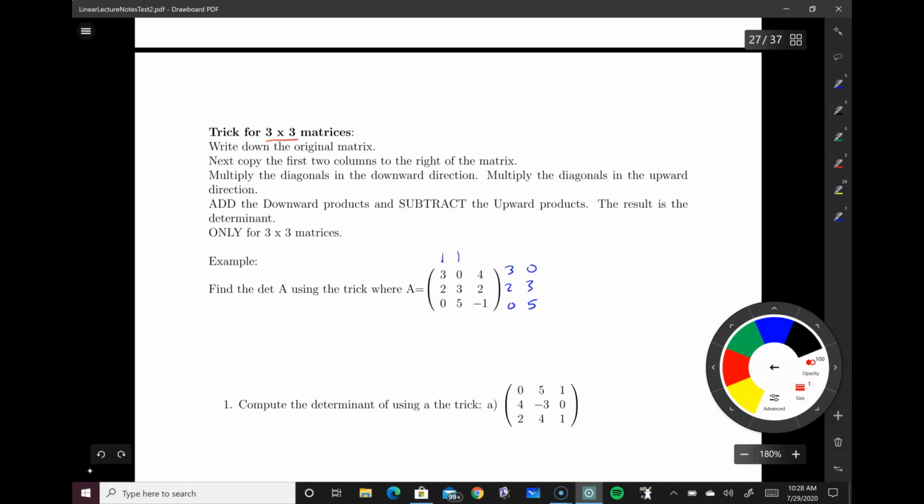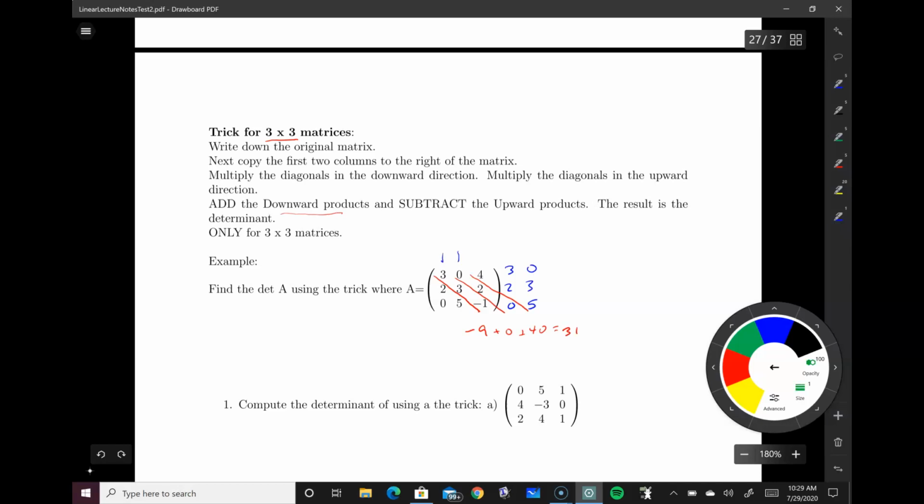All right. So I have downward products and I have upward products. So the downward products are going to be these 3 numbers multiplied together. So that gives me -9. These 3 numbers multiplied together gives me a 0. And I'm going to add these together. And then these 3 multiplied together gives me a 40. So I add these numbers together and so I get a 31.